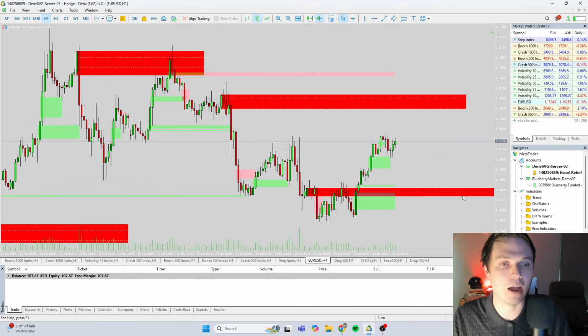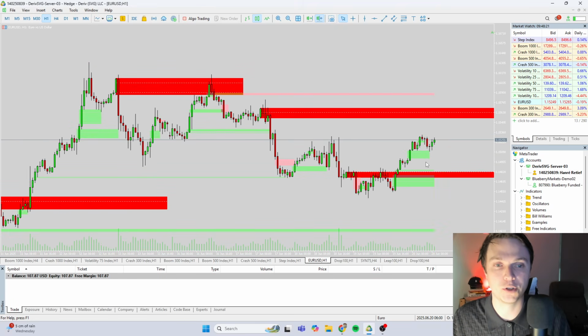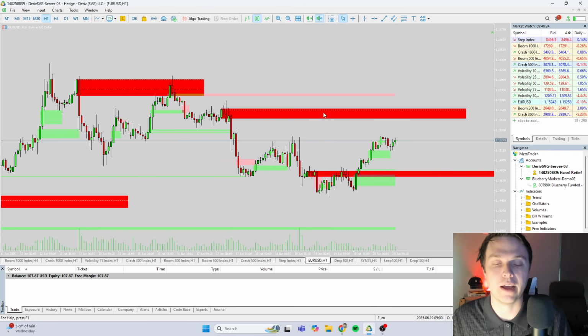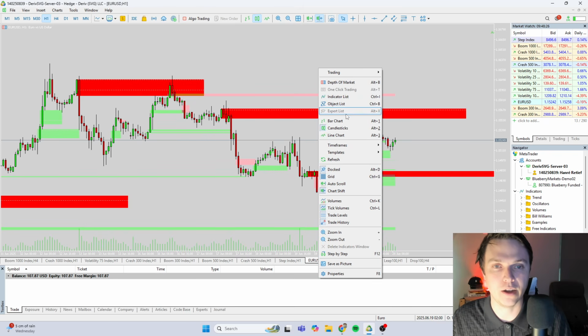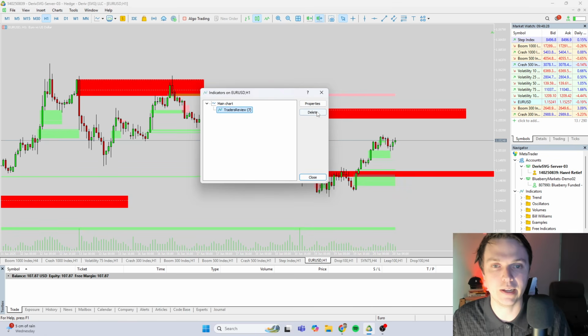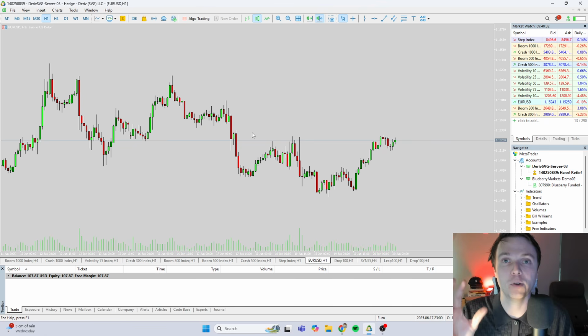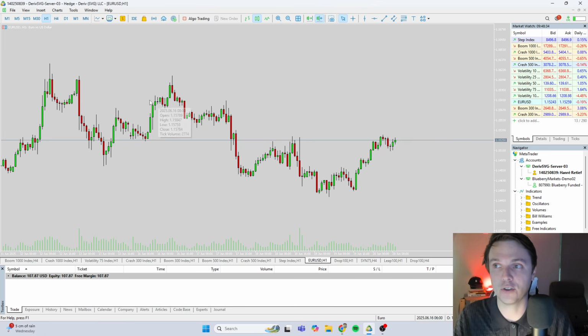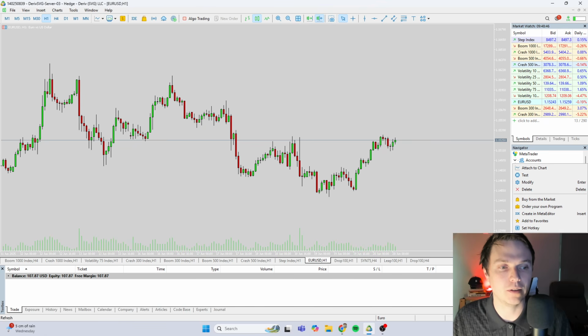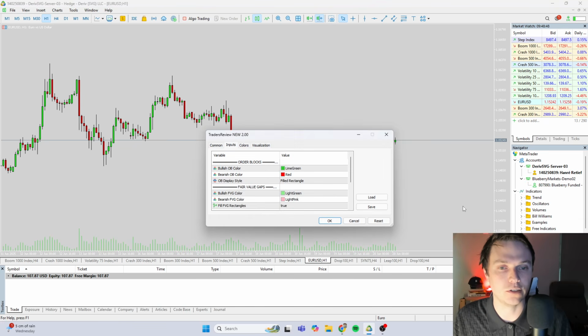So let's quickly go through how to add the system to your chart if you want to know how to do that. If you go here, right click, and you go to indicator list, we're just going to quickly delete it so that we can do it again. On the group, you will see the steps on how to add it to your chart, how to go to File, Open Data Folder, MQL5, and then add it in there. And then once it's there, you will refresh it here. So you'll click on Free Indicators, you'll press Refresh, and then you will add it to your chart. So you'll say Attach to Chart.